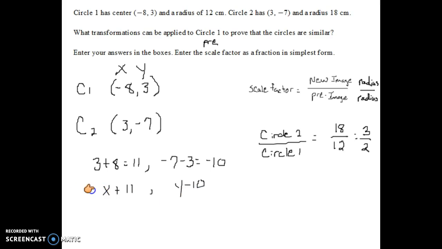So this is what you put in for the answer. They do want this whole thing, so make sure you put x plus or minus whatever the number is, and y plus or minus whatever the number is. Now for our scale factor, remember it's the new image over the pre-image, and for circles, it's the new radius over the pre-image radius. So that's going to be circle 2 over circle 1. Circle 2 radius is 18 divided by 12, and it wants it in simplest form. Remember 6 will go into both of these. 18 divided by 6 is 3, 12 divided by 6 is 2. So this is what you'll put as your fraction.